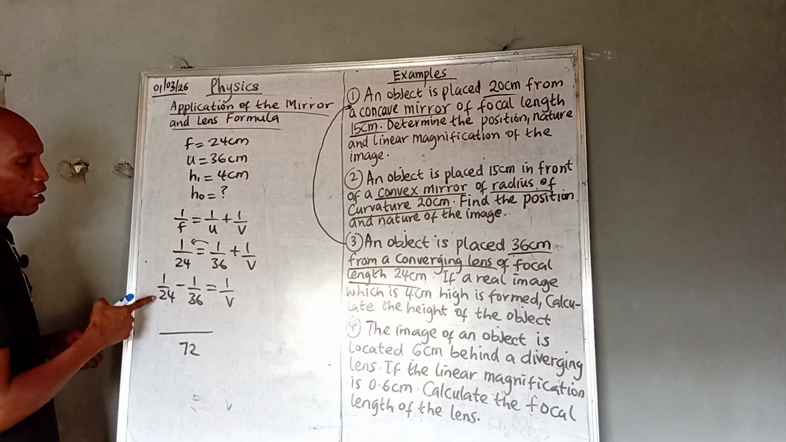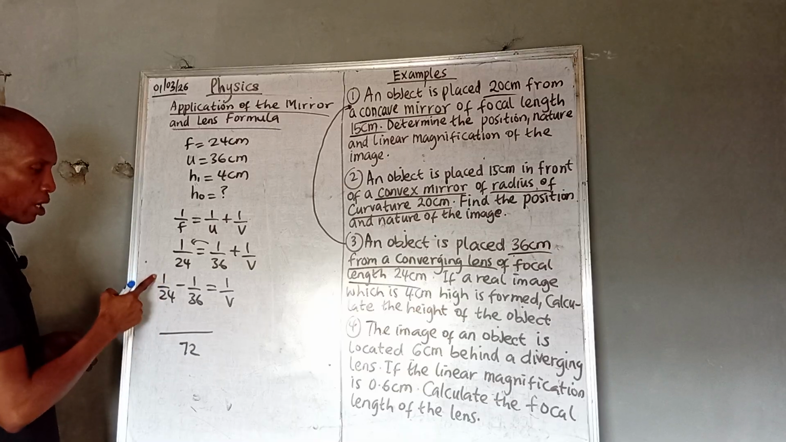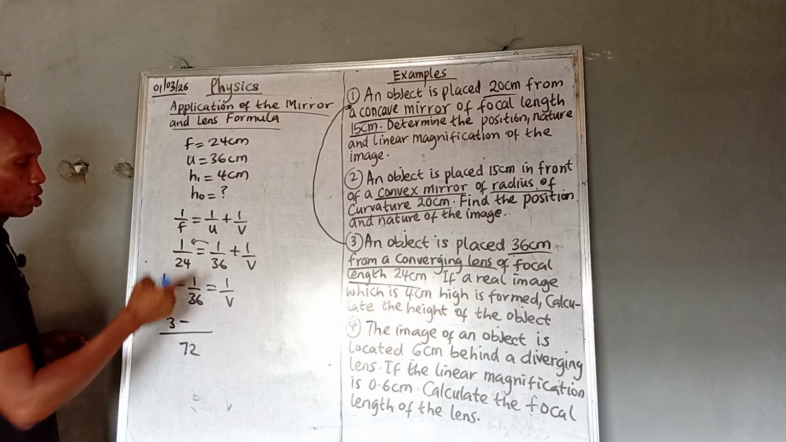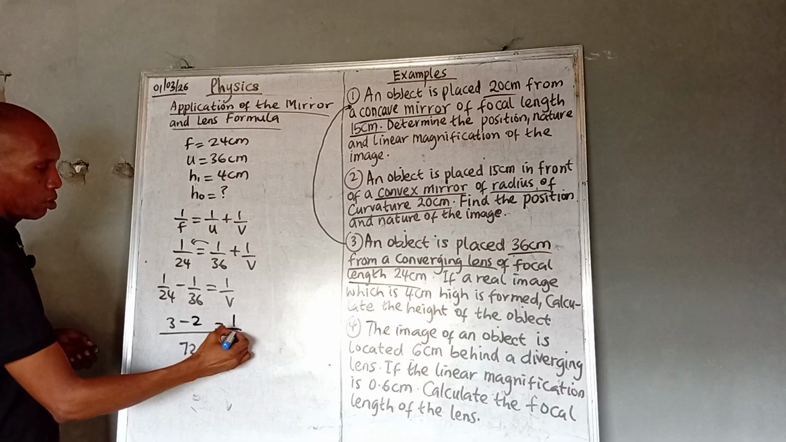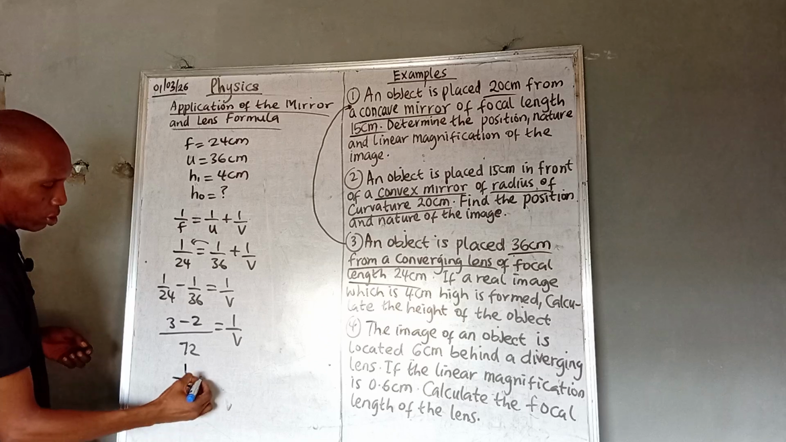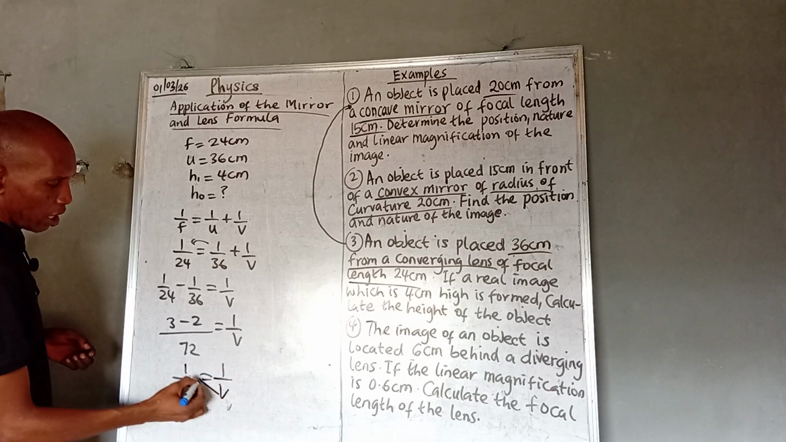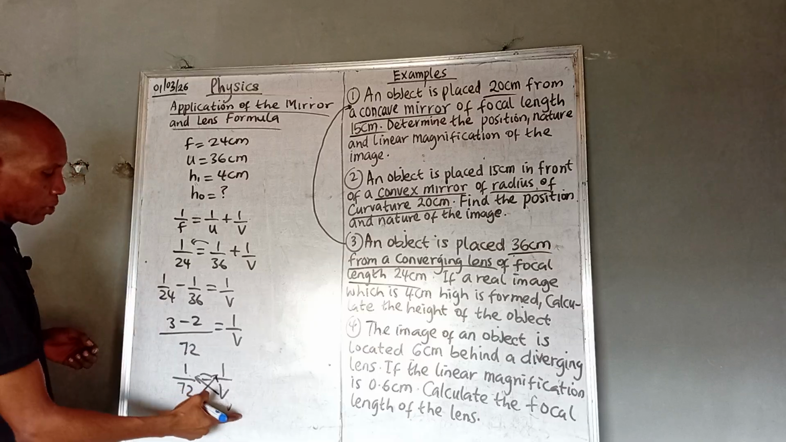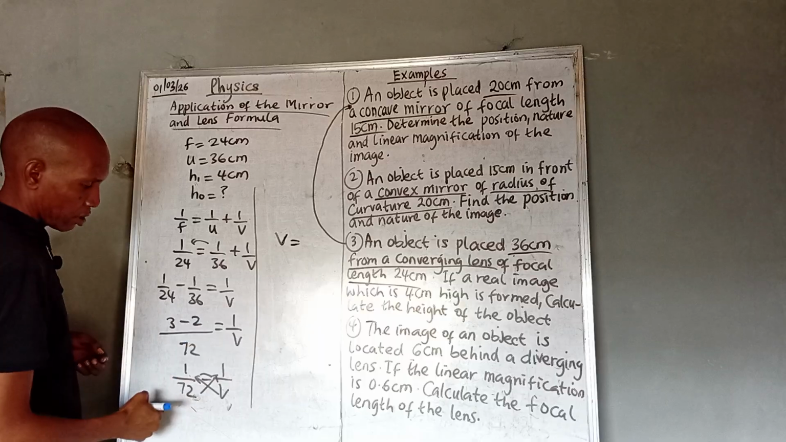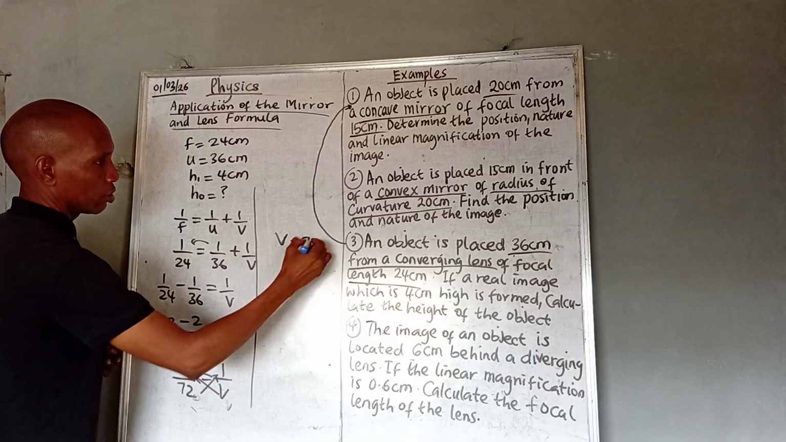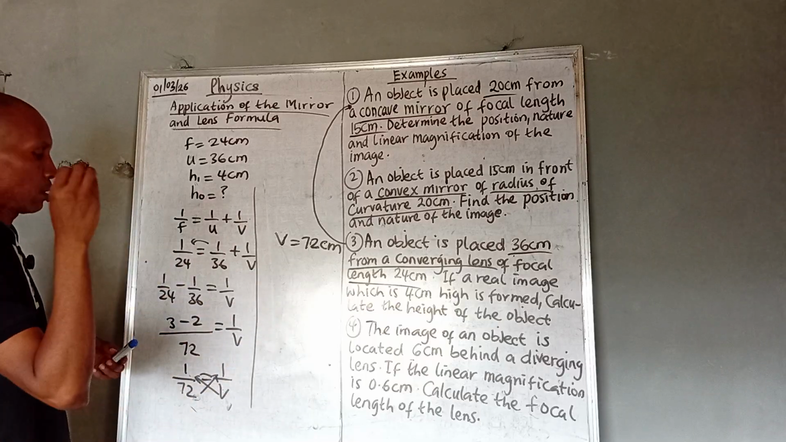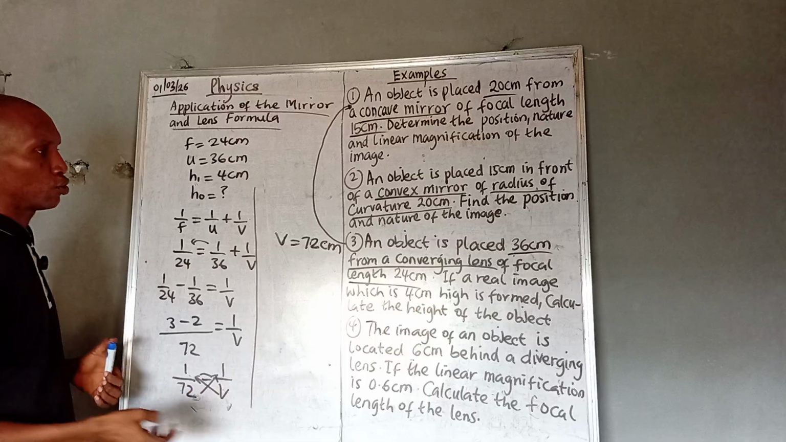Then 72 divided by 24 gives us 3. 3 times 1 is 3. Minus 72 divided by 36 gives us 2. 2 times 1 is 2. It's equals to 1 all over v. That means 3 minus 2 is 1 all over 72. It's equals to 1 over v. We have to cross multiply. If we cross multiply, v times 1 gives us v. And 72 times 1 gives us 72. That means the image distance is 72 centimeters. But we are not told to get the image distance.